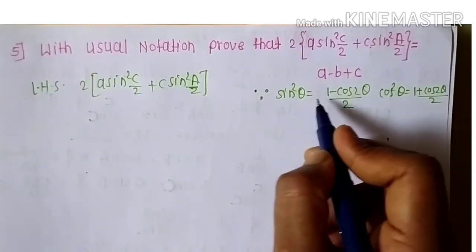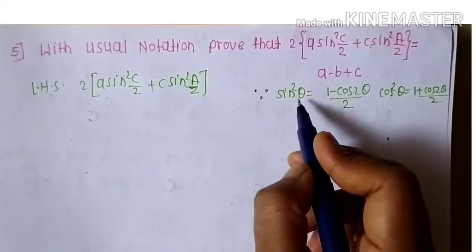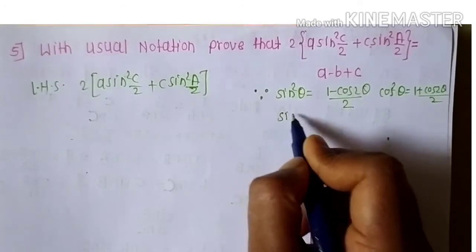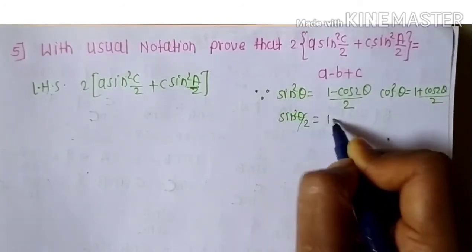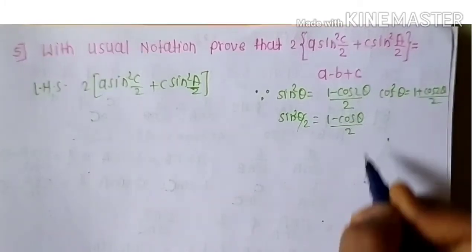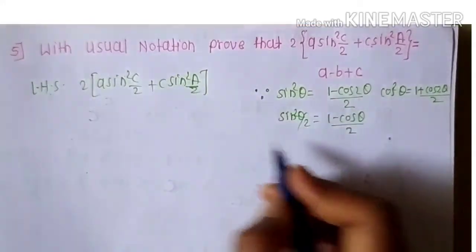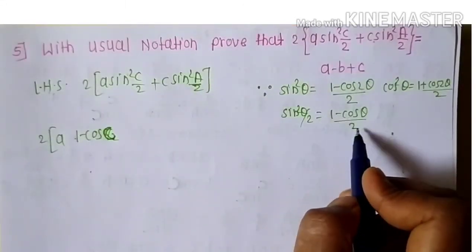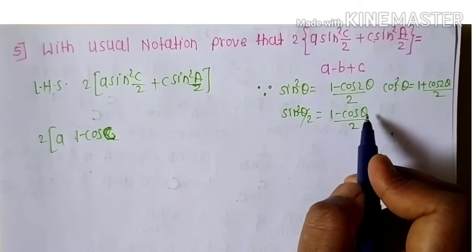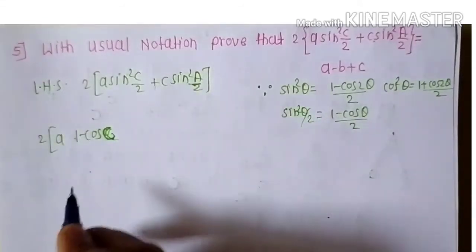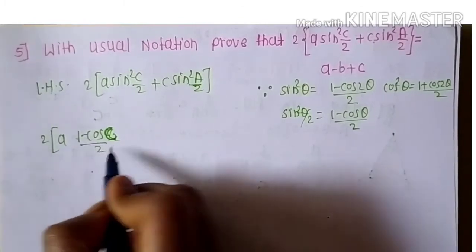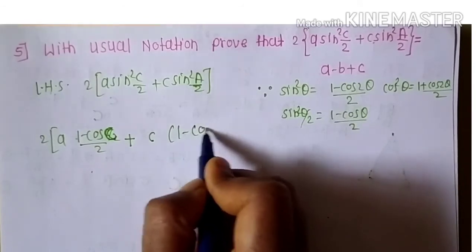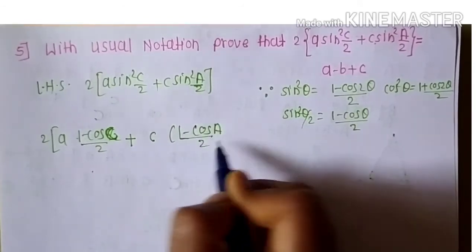Then here sine square C by 2 is there. That is the half angle formula. The half angle formula is sine square theta by 2 is equal to 1 minus cos theta divided by 2. Then sine square C by 2, and the next term is sine square A by 2. We modify this: in place of sine square theta by 2 we write 1 minus cos theta divided by 2, where theta is C for the first one and A for the next. Then for the first, a into 1 minus cos C divided by 2, and for the second, c into 1 minus cos A divided by 2.